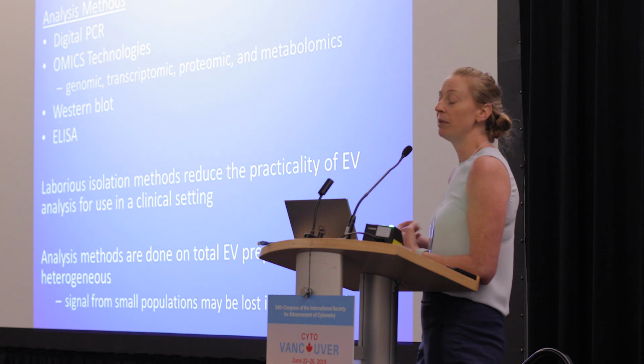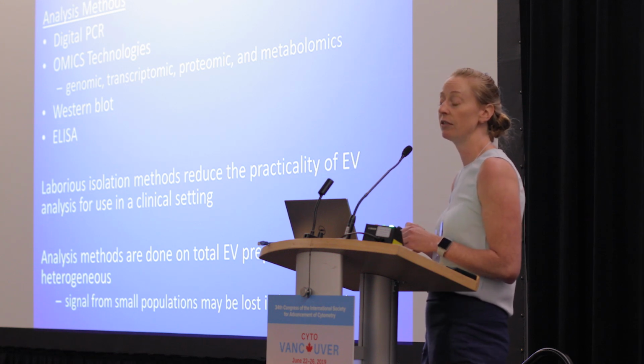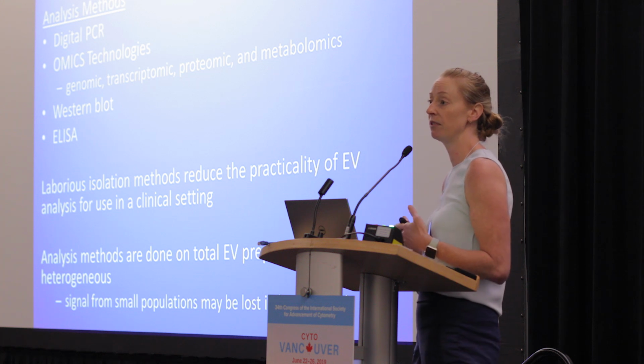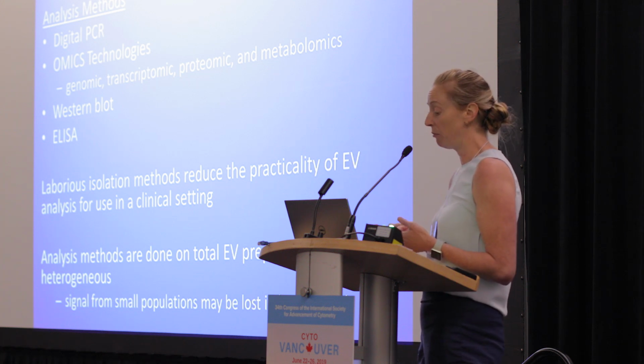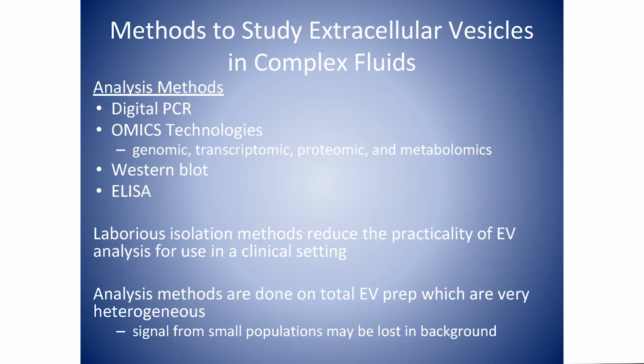Now, the downstream analysis methods: once you've isolated your extracellular vesicles, you can put them to these different types of methodologies. Some of the common ones are digital PCR, and then there's omics technology. A lot of times people have done studies where they've isolated extracellular vesicles and then looked at the different RNA and DNA components in there, microRNAs as well. And so those can be useful. And then there's Western blot and ELISA as well.